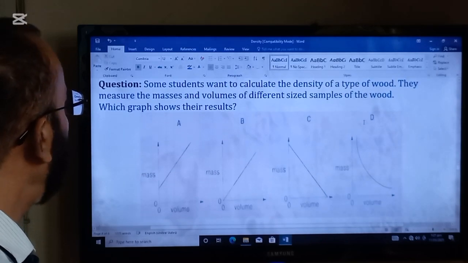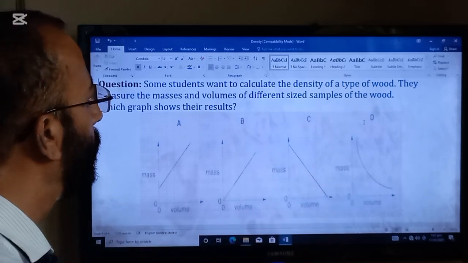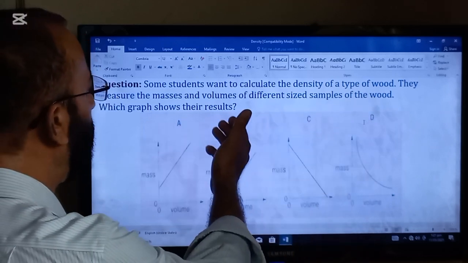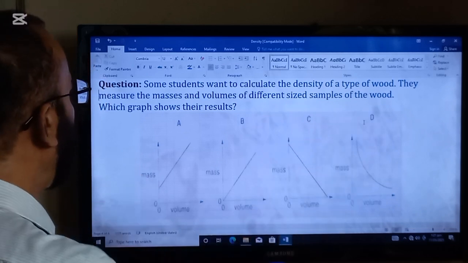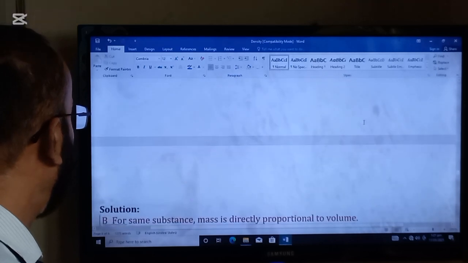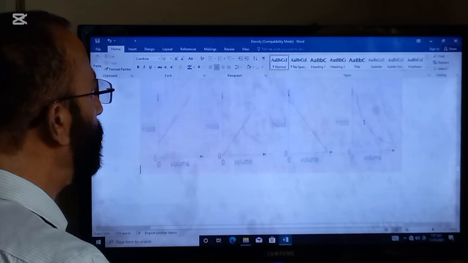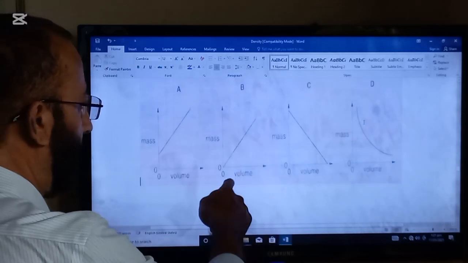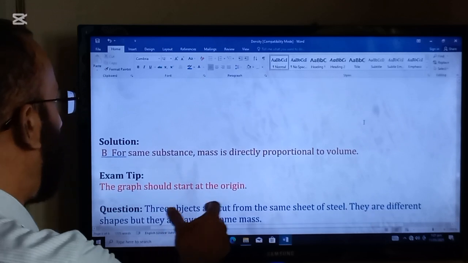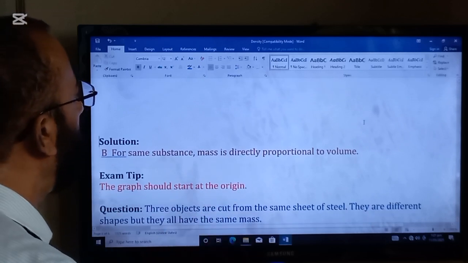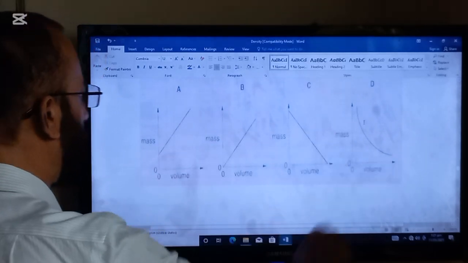And another question is here. Some students want to calculate the density of a type of wood. They measure the masses and the volumes of different size samples of the wood. Which graph shows the results? The answer is B. For the same substance, mass is directly proportional to volume. The graph should start at the origin, so we will negate the others.